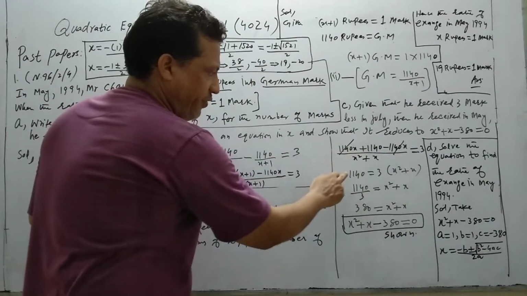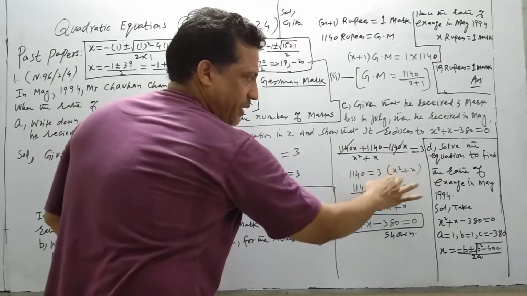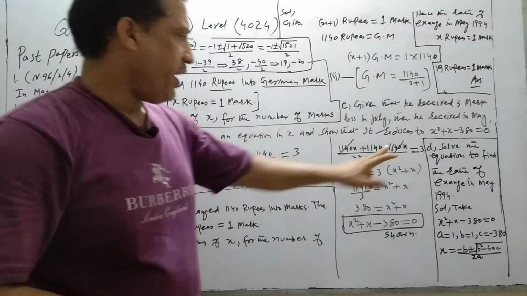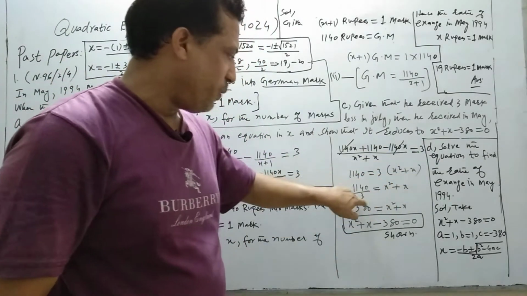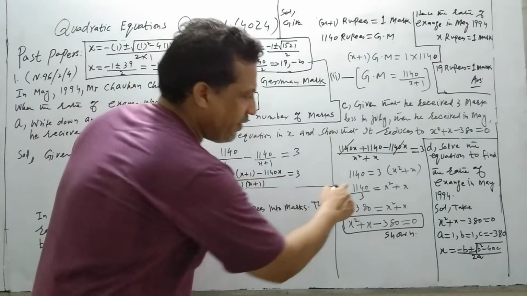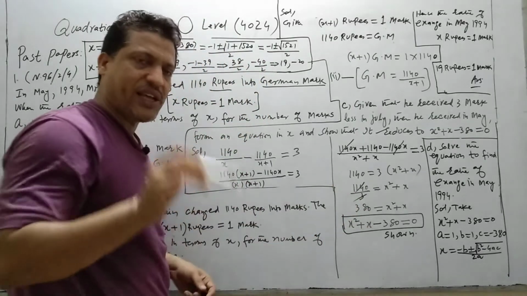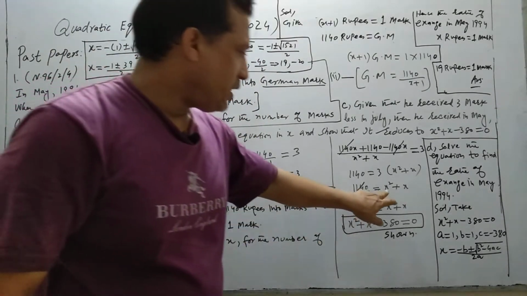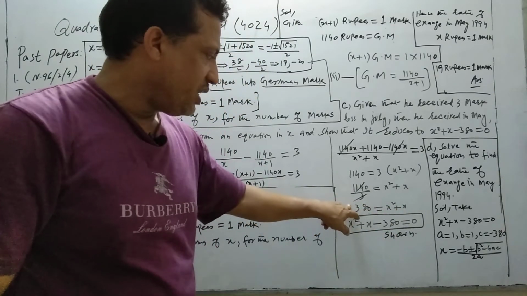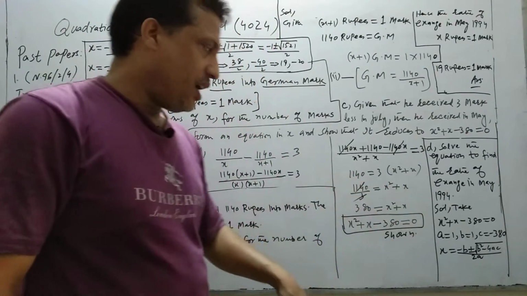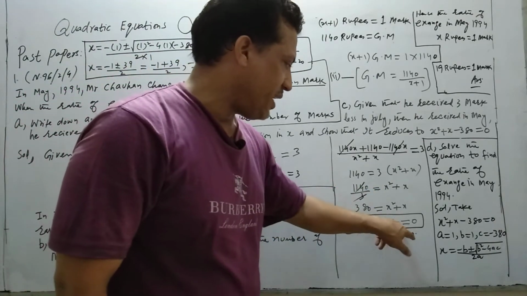So this is 1140, and this x square plus x is divided over here, so it should be multiplied by 3 on the other side. So 3 into x square plus x equals 1140. This 3 is multiplied, so it should be divided. If you calculate 1140 upon 3, you will get 380. You can check from the calculator. So this is x square plus x. If you move this 380 to this side, it becomes minus 380. So x square plus x minus 380 is equal to 0.